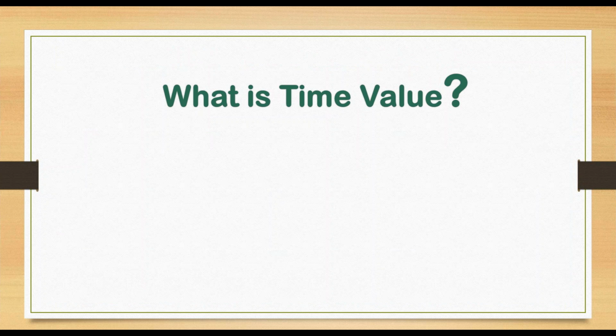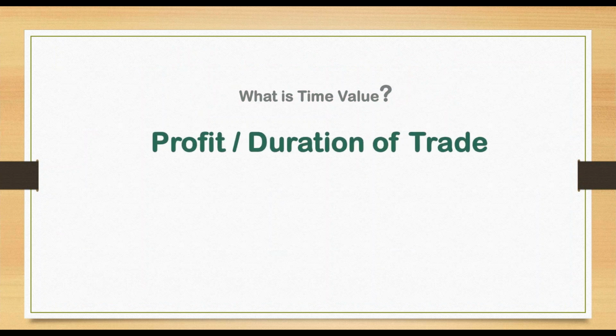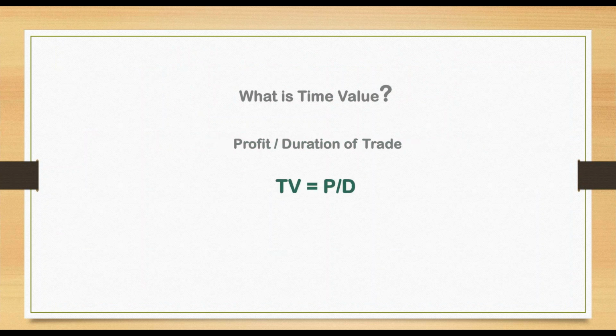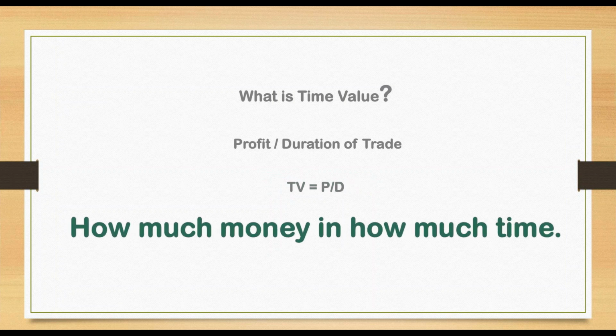So we'll get back to this idea of what is time value. In simple terms, it's the profit you make divided by the duration of the trade. So if you're a mathematician, put it in real simple terms, TV equals P over D, time value equals profit over duration. That's for the engineers, but for the rest of us, how much money you make in how much time is basically what time value is.